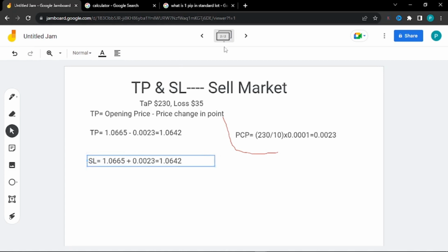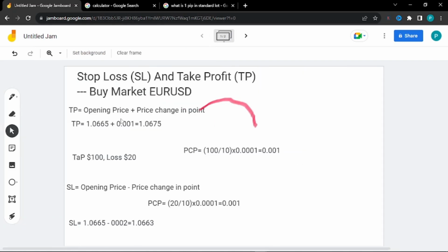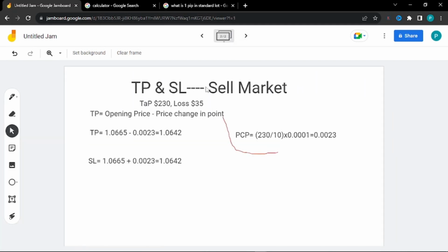So if you take a look carefully, over here in the buy market, the take profit is actually opening price plus price change in points, and then your stop loss was actually opening price minus price change in points. And then if you come over to your sell market, your take profit will be opening price minus price change in points. And then your stop loss over here will be the opposite of that also.